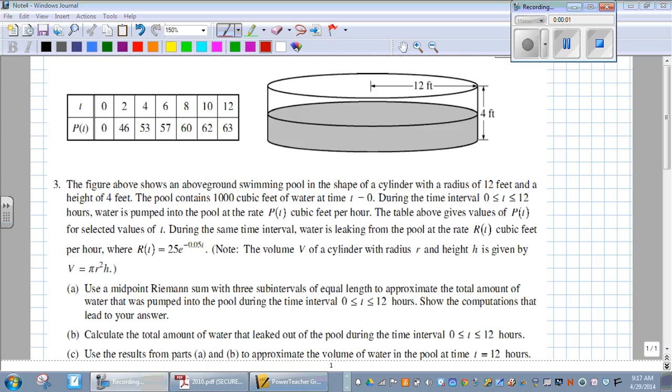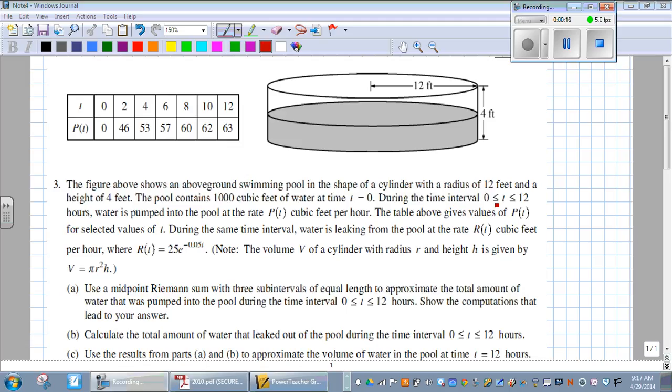All right, let's take a look at number 3 here. In the figure above, it shows an above ground swimming pool in the shape of a cylinder with a radius of 12 feet and a height of 4 feet. The pool contains 1,000 cubic feet of water at time t equals 0.